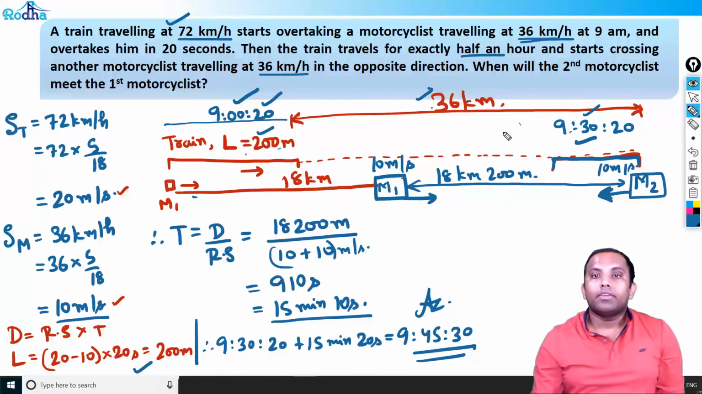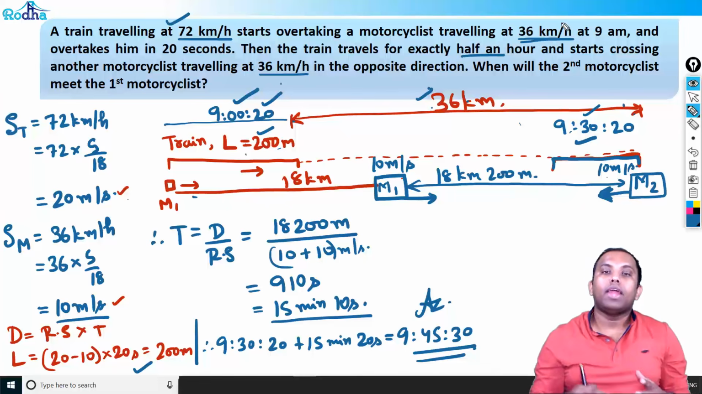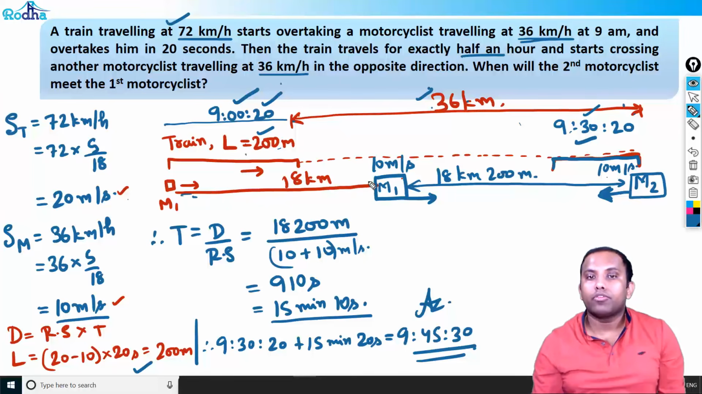Now it starts crossing another motorcyclist at 36 kilometers per hour in the opposite direction, right? That means M2 is coming like this. Its speed is also 10 meters per second when converted. So what is the distance between the first motorcyclist and the second now? When the train traveled half an hour, M1 also traveled half an hour. The speed of M1 is 36 kilometers per hour, so in half an hour M1 will travel 18 kilometers, right?